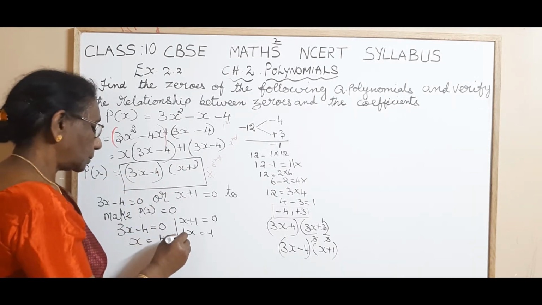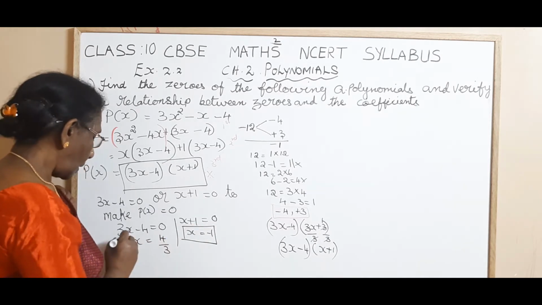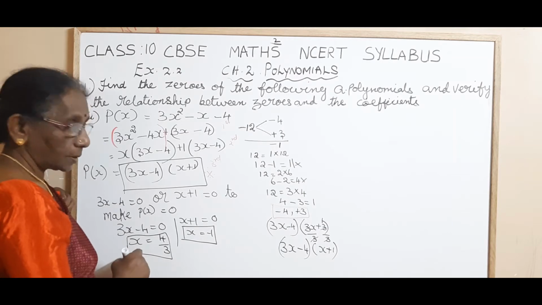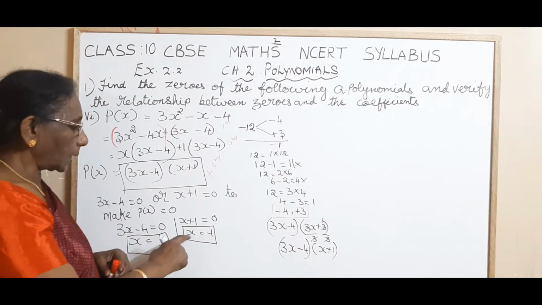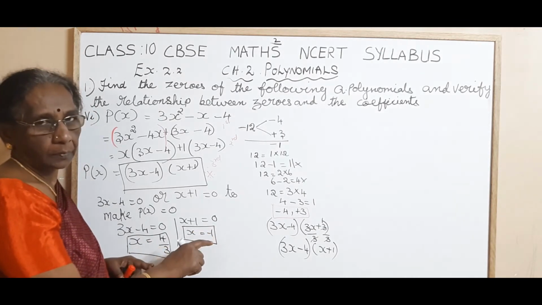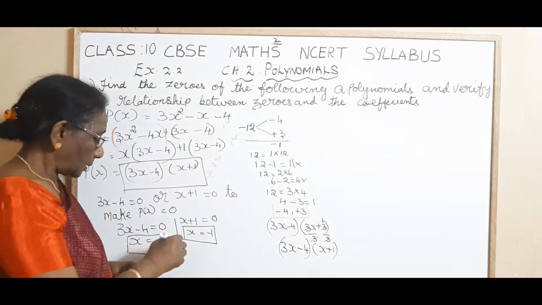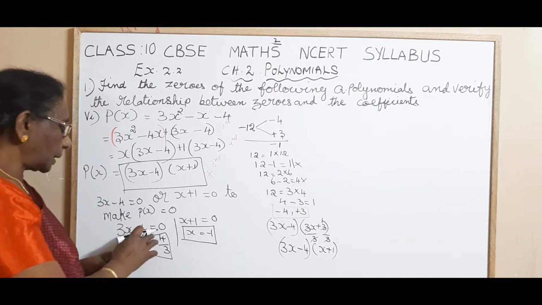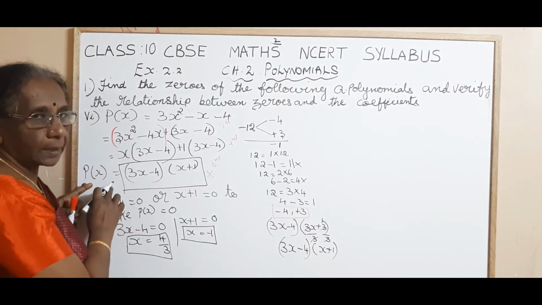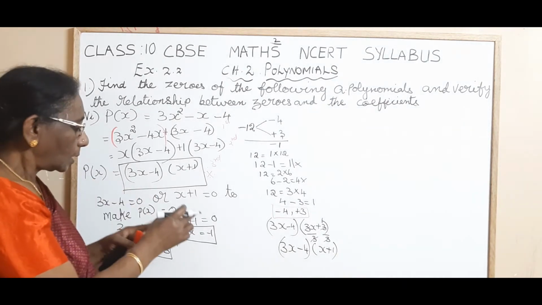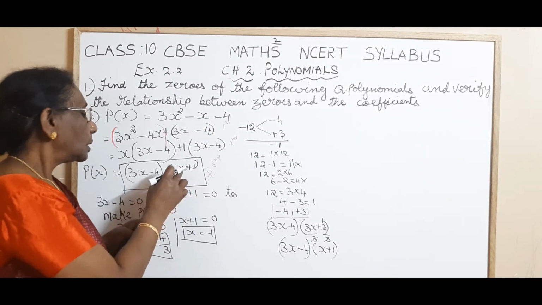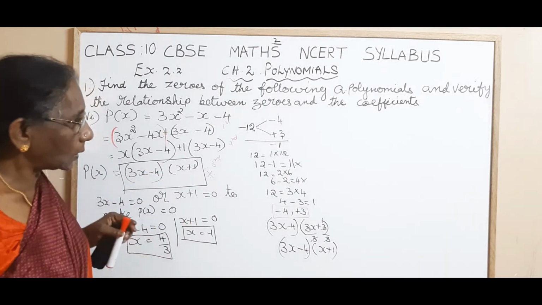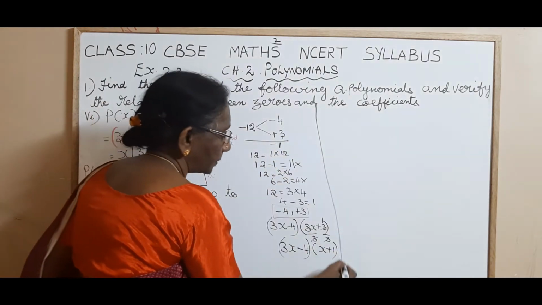Therefore, x is equal to 4 by 3 or x is equal to minus 1. Okay, children. So, the quadratic polynomial has two zeros. If you substitute in the place of x 4 by 3, you will get the value of p of x as 0. If you put x is equal to minus 1 also, you will get 0. Okay. Now, the next step.